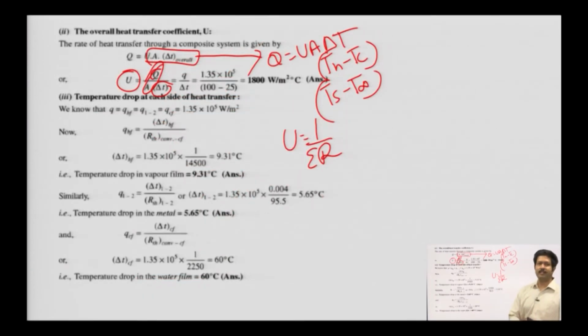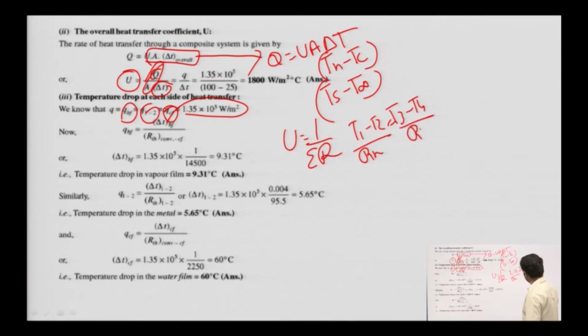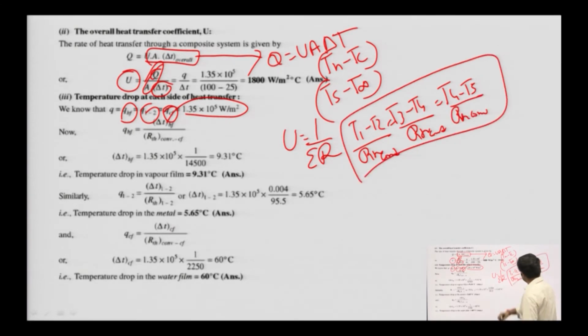So here also we are doing the same thing. Here also Q is equal to QHF, Q1 to 2, that's the metallic plate, and Q cooling fluid, so it remains the same. So you just need to take out the temperature drop at each side. On each side you can adjust it like T1 minus T2 by thermal resistance, which will be equal to T3 minus T4 by thermal resistance, I am just taking an example, it could be conduction, and T4 minus T5 by thermal resistance, it could be convection. So everything will remain the same. This is all Q, so the Q will remain the same.